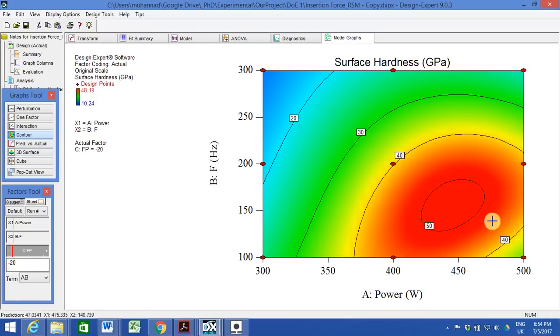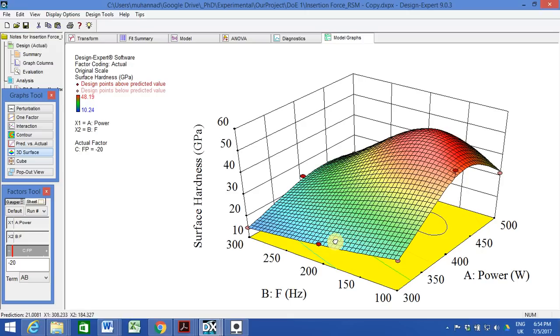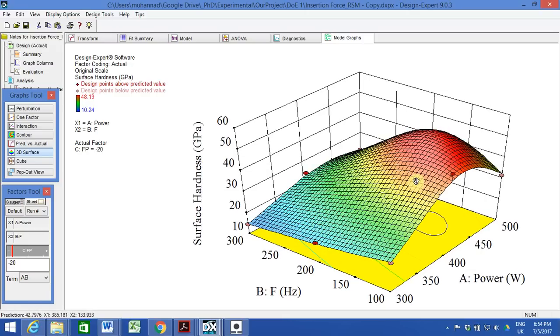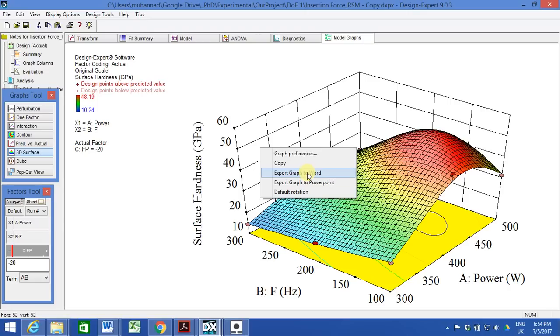Like you can say the best hardness I could get is within this range for the power, this range for the frequency, and this range of the focal position. As I said, you can insert both figures. If you right click on the figure here, you can manipulate all the features you have. You can export it to any opened Word or PowerPoint document. Once you have one opened, it will automatically go and insert it there.